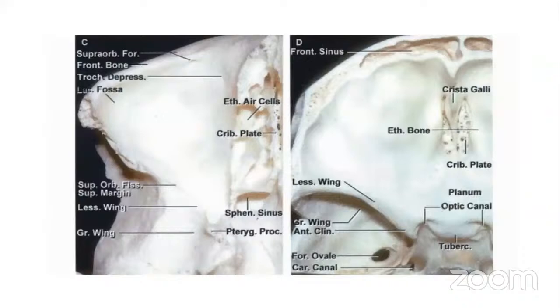Between the orbital roofs, the crista galli serves as the site of attachment of the falx cerebri. Anteriorly, the frontal sinus splits into two laminae that enclose the frontal sinus. So here you can see the crista galli serving as the attachment for the falx cerebri. Here are the optic canal, foramen ovale, the carotid canal and the greater wing of sphenoid, while above this is the lesser wing of sphenoid.